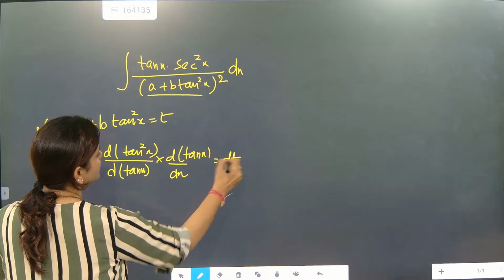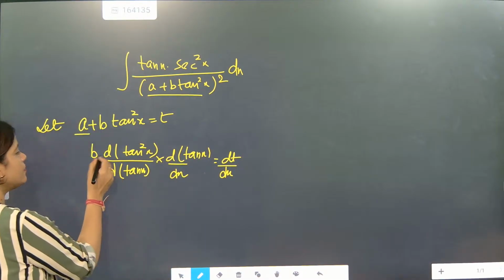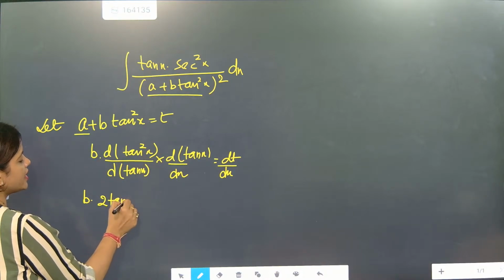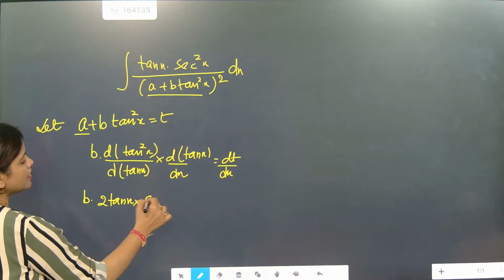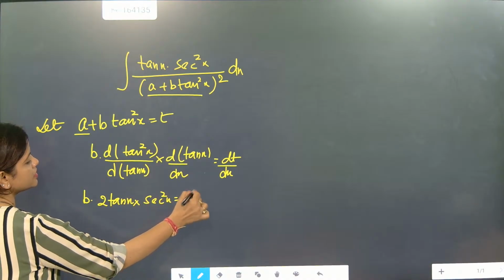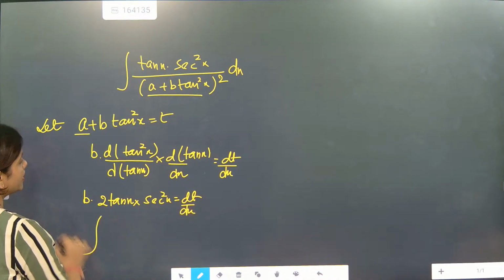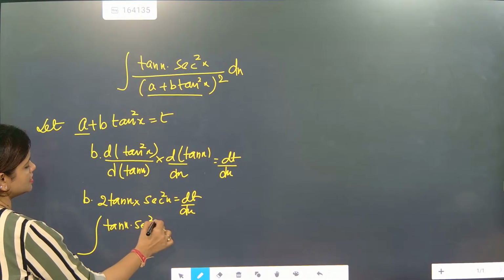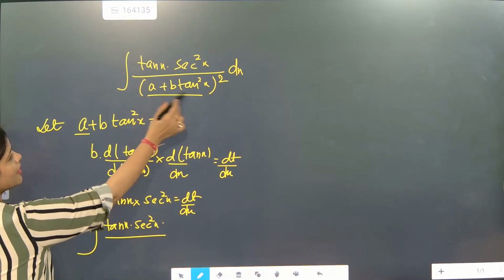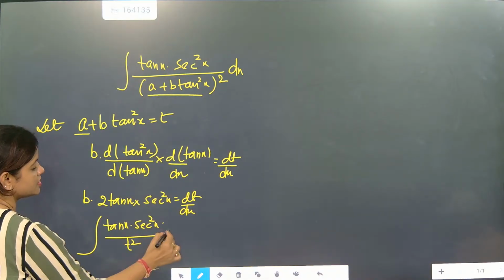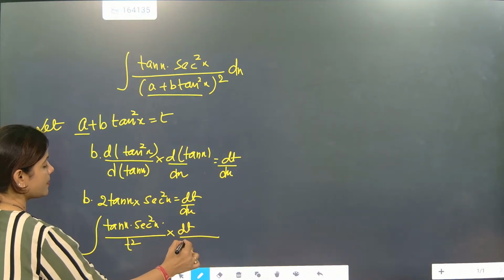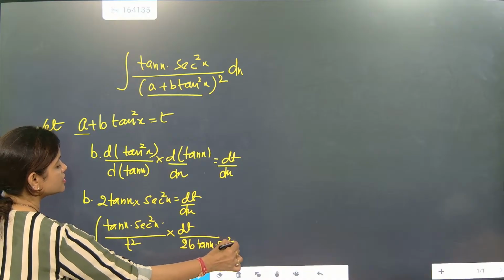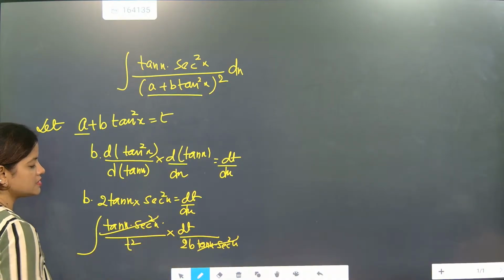dx is equal to dt by dx. So here b will be as it is. So tan x will become now 2 tan x into this part will become secant square x is equal to dt by dx. So here tan x into secant square x, by this part you have taken b, so it will become b square into dt by 2b tan x into secant square x. This and this will get cancelled.